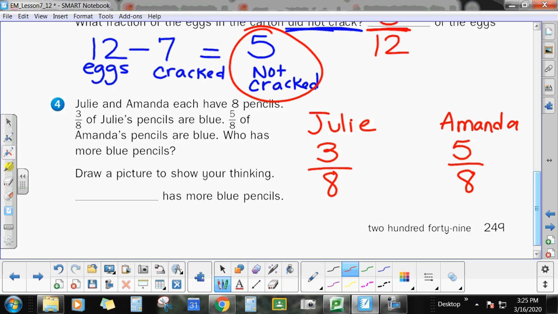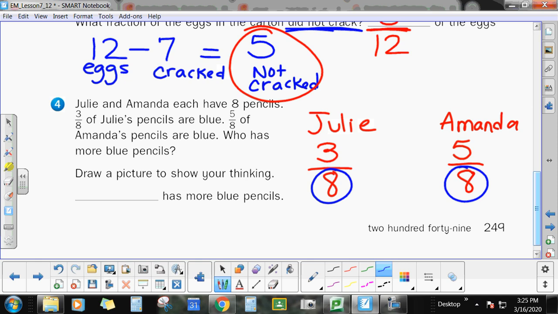Who has more blue pencils? So look at these two fractions. Now guys, think about these fractions here. What do you notice? Do you notice how the denominators are the same? Guys, that's because they have the same number of pencils. Okay? If these were pizzas, their pizzas are cut exactly the same way. Okay? Julie's is cut into 8 slices, Amanda's is cut into 8 slices.